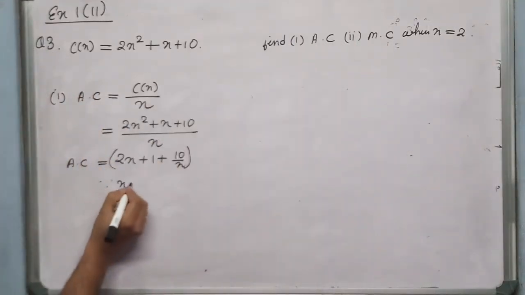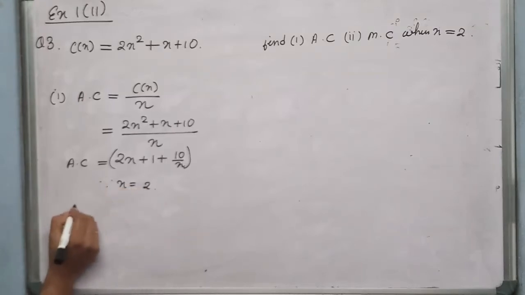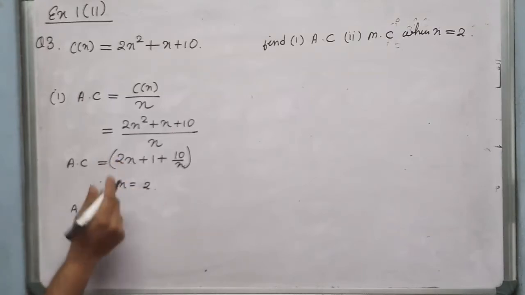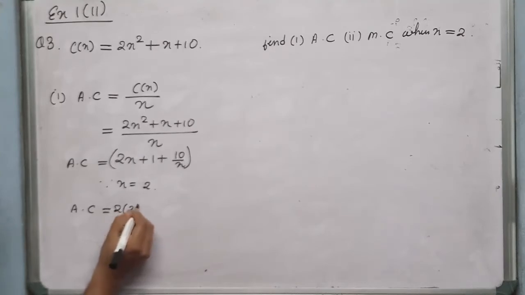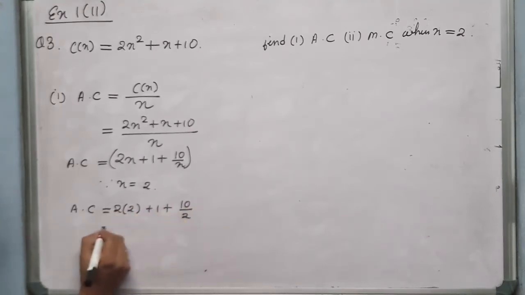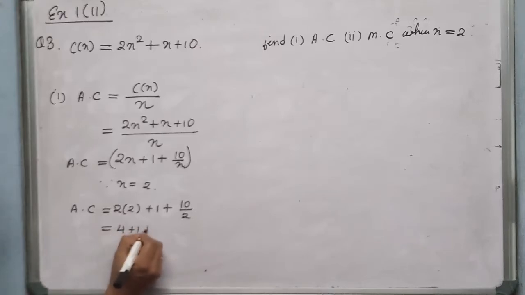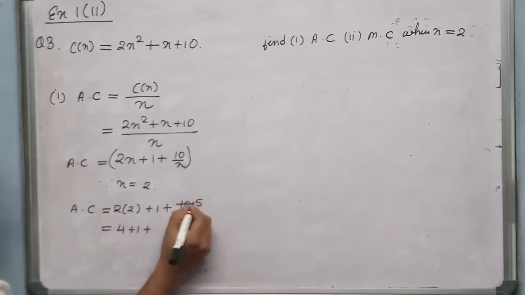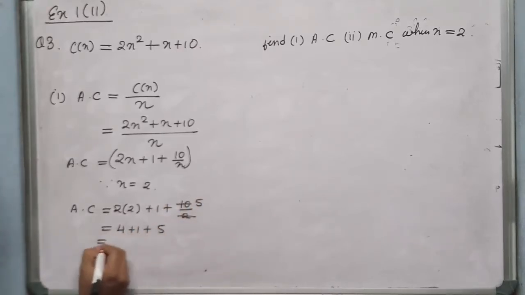Now find the average cost when x equals 2. At x equals 2, what will be the average cost? You just have to replace the value of x, it is 2. 2 times 2 is 4, plus 1, plus 10 over 2 is 5. 5 plus 4 plus 1 is 10. The average cost is 10 when x equals 2.